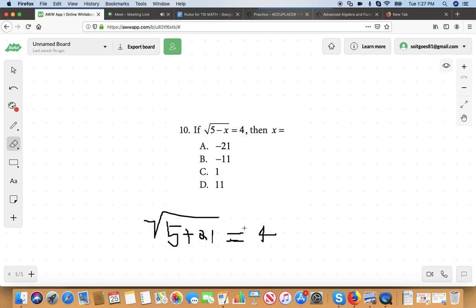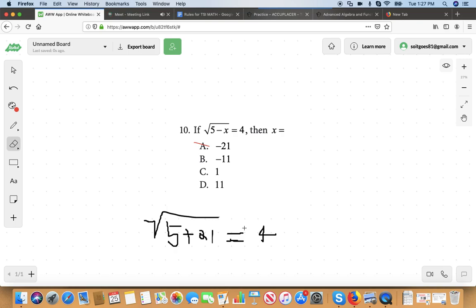5 plus 21 is what? 26. And is the square root of 26 equal to 4? No way. I don't know what it is. It's some decimal that would go on for infinity. It's an irrational number. But it's not 4, so it's gone.